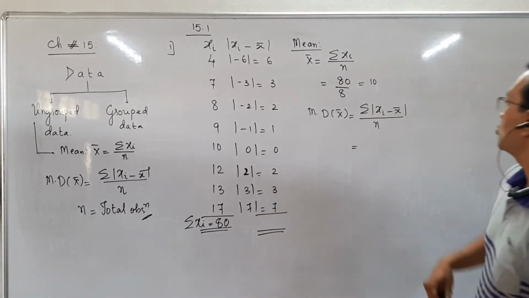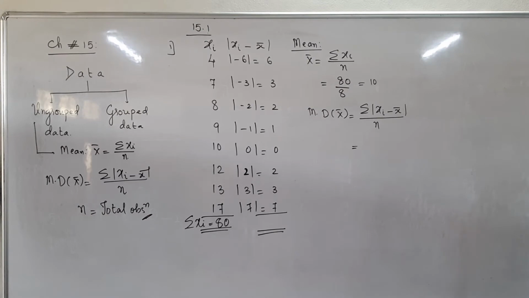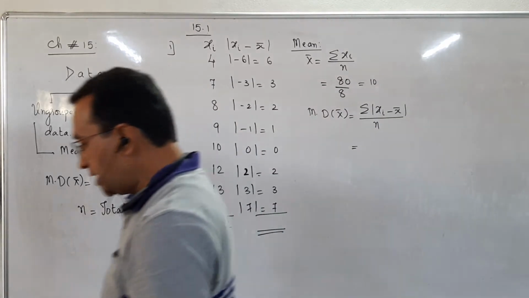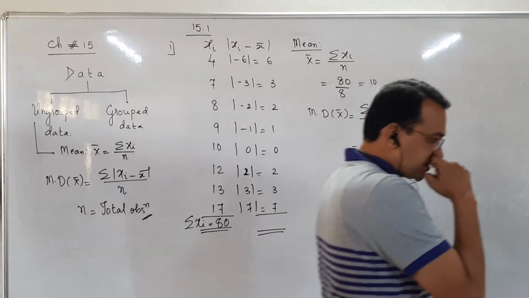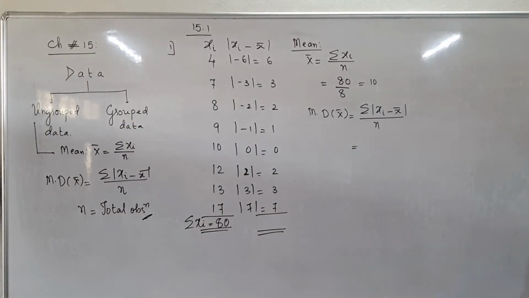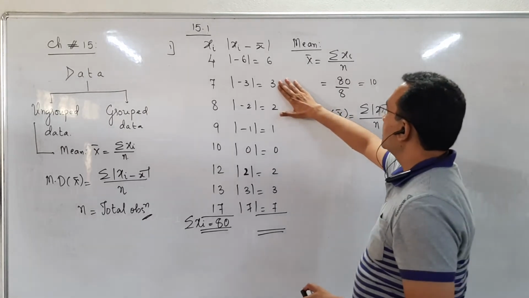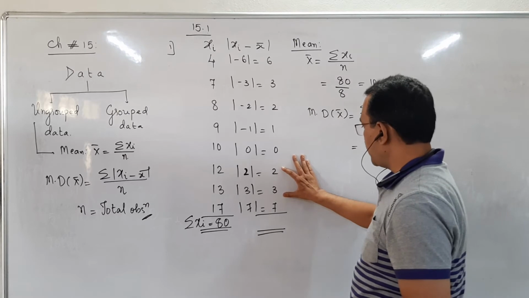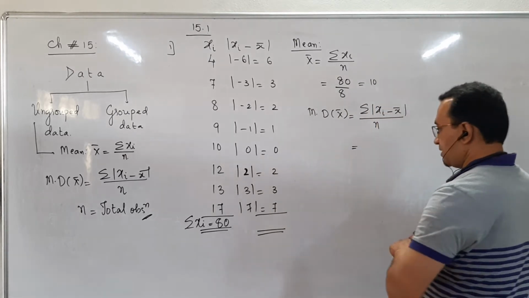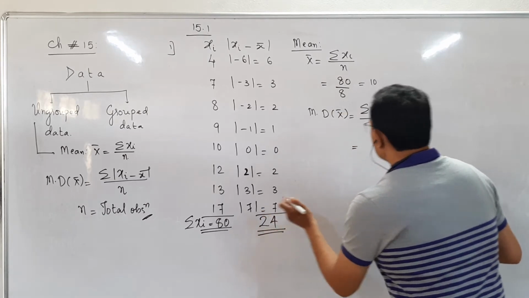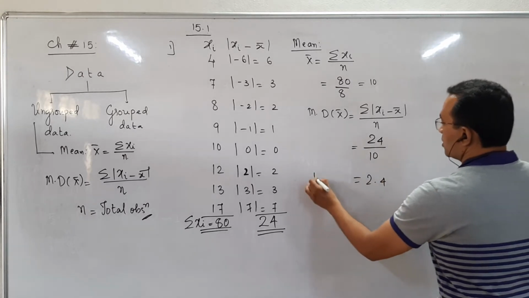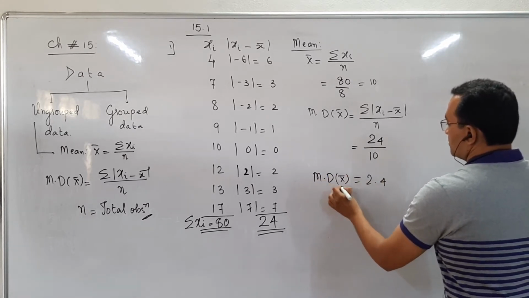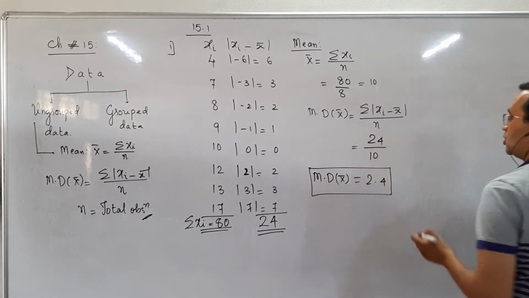So now sigma means total. We need the total of mod xi minus x bar. This total: 6 and 3, 9; 9 and 3, 12; 12 and 5, 17; 17 and 7, 24. So this will be 24 divided by 10, and that is 2.4. So mean deviation with respect to mean is 2.4.